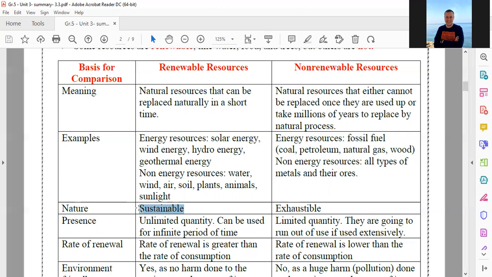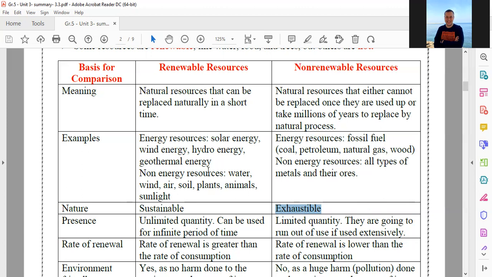Okay. On the other hand, the non-renewable resources, they are exhaustible. Exhaustible means they can be burned and end up. We can burn them to get energy and they end up.